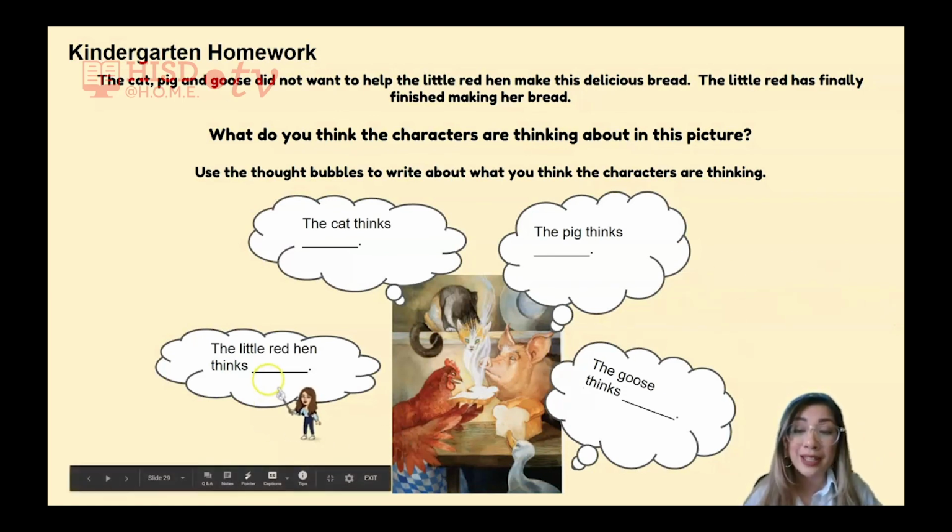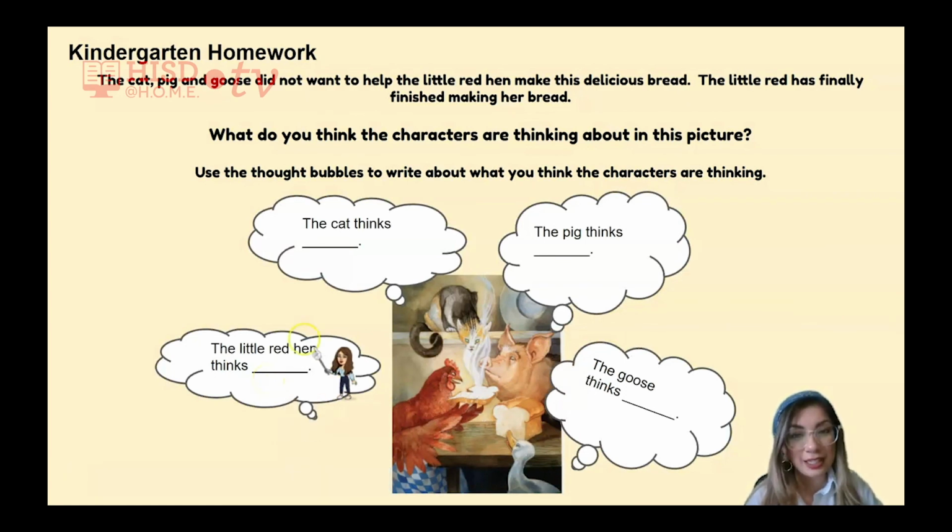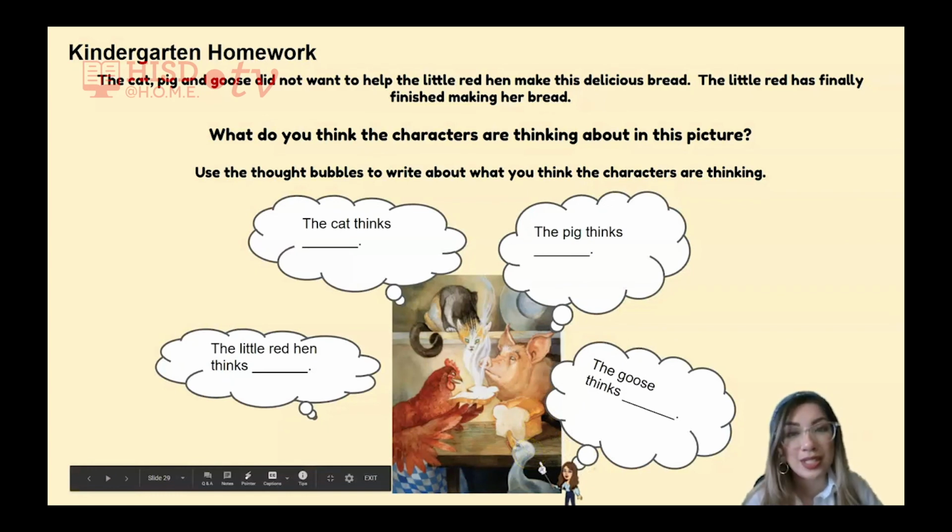Here, write about what the little red hen thinks, and write about what you think she's thinking. Here, write about what the cat is thinking, the cat thinks. And here, write about what the pig is thinking, the pig thinks. And then here, write about what the goose is thinking. The goose thinks, and tell me what you think they're all thinking. What inference can you make?